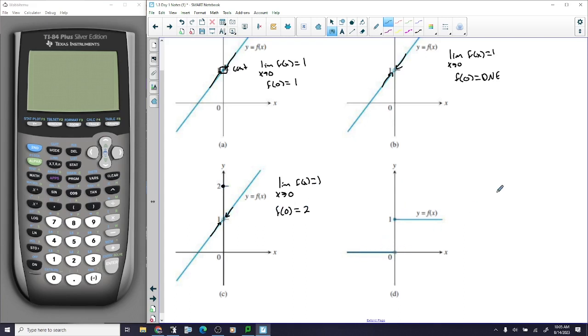Now here we have a jump discontinuity. We have f of 0 is equal to 1. We do have a function value right here, but the limit as x approaches 0 of f of x does not exist because the left limit is 0 and the right limit is 1. So there's no limit at 0. So this is a discontinuity. It's called a jump discontinuity.